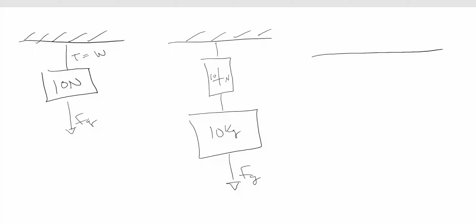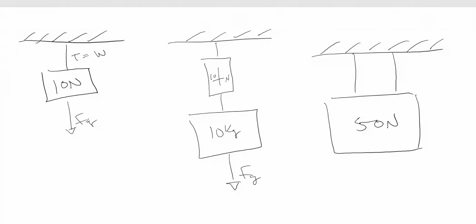Let's say we have the same situation, but now there are two strings, both holding up a block that has a weight of 50 newtons. The total downward force is equal to the force of gravity. So the force of gravity is equal to the mass of the block and the acceleration due to gravity. If it has a weight of 50 newtons, its mass would only be 5 kilograms. So 5 kilograms times 10 meters per second squared equals 50 newtons. So 50 newtons is going down.